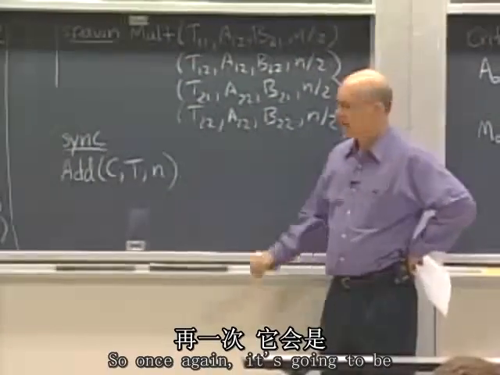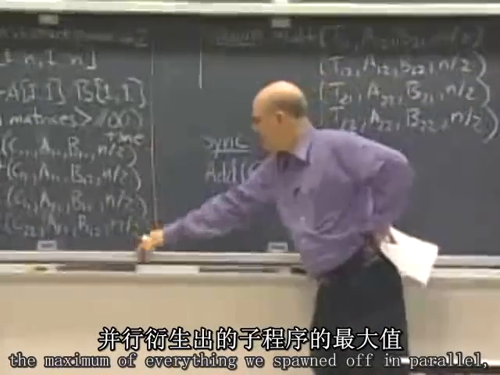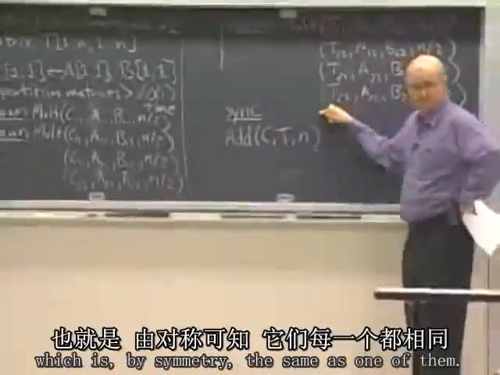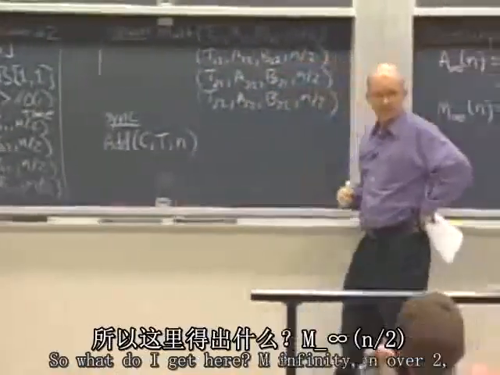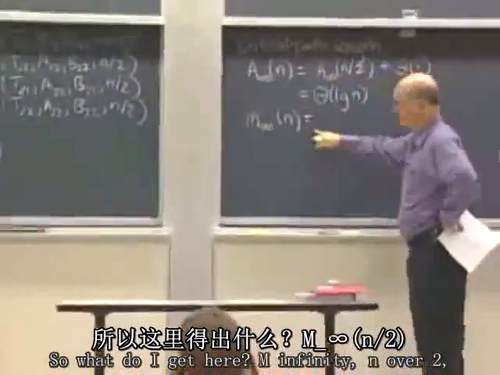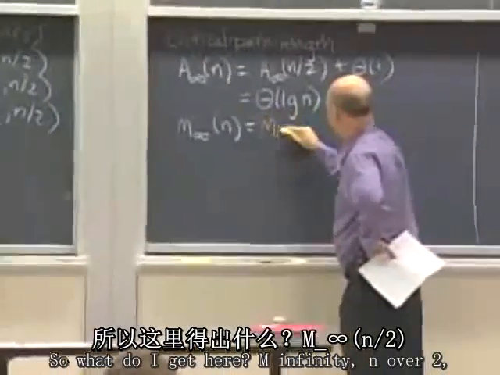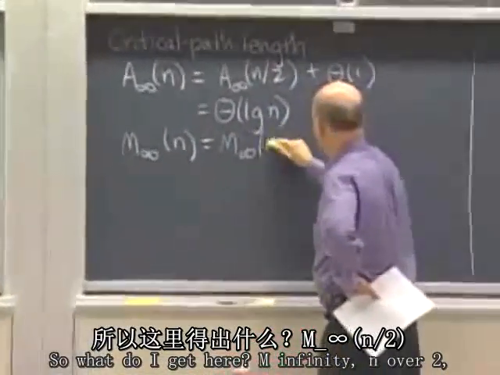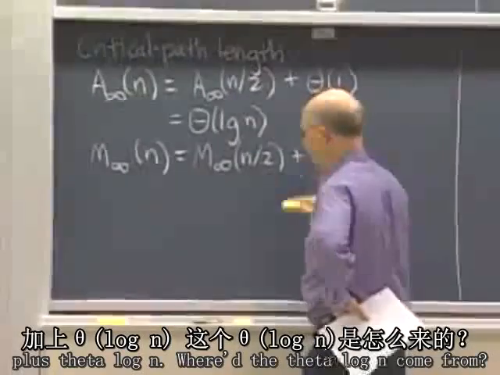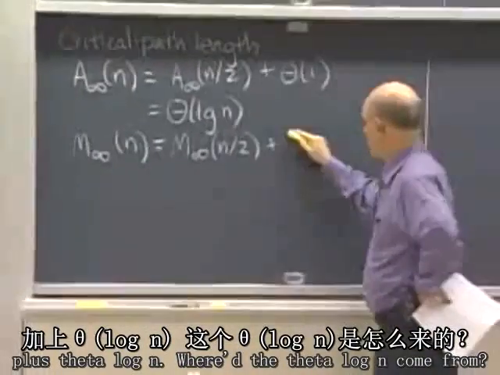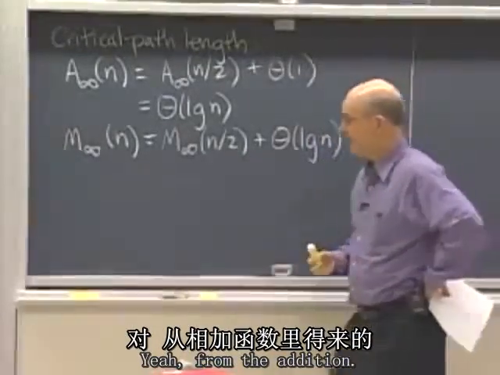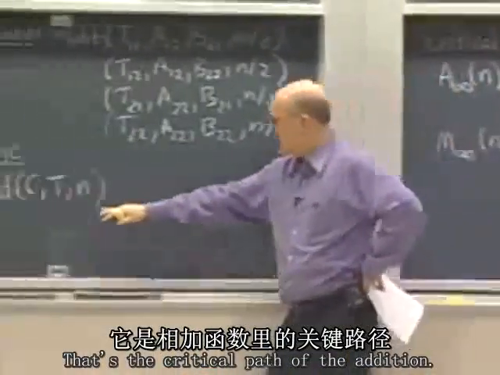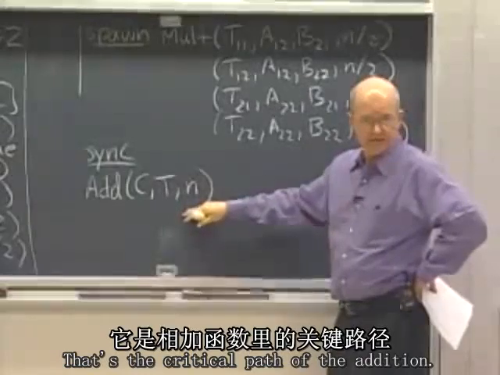So once again, it's going to be the maximum of everything we spawned off in parallel, which is, by symmetry, the same as one of them. So what do I get here? M infinity of n over 2 plus theta log n. Where'd the theta log n come from? Yeah, from the addition. That's the critical path of the addition.